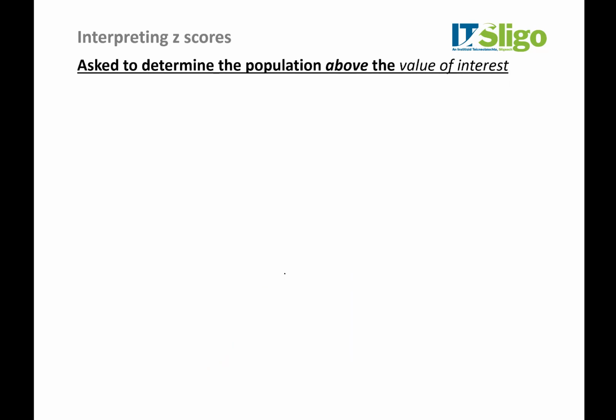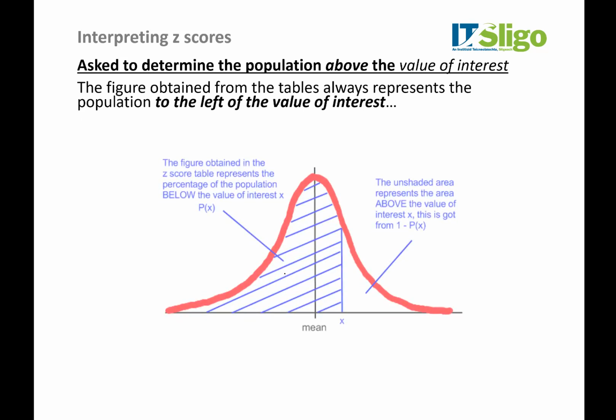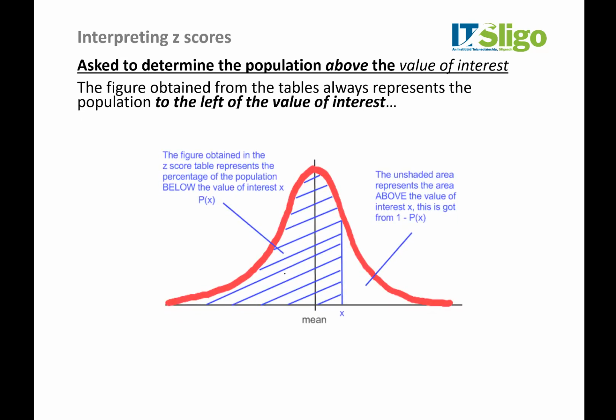So if we're asked to determine the population above the value of interest, the tables, like I said, are nearly always given to the left. Especially the tables we use will always give us the area to the left of the value of interest, because that area is always going to be bigger than 0.5. So the unshaded area represents the area we're interested in.